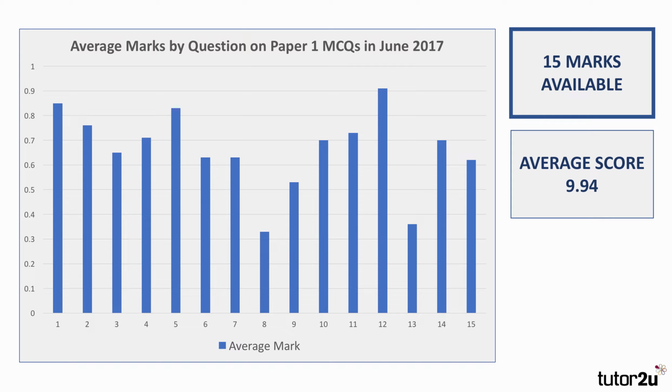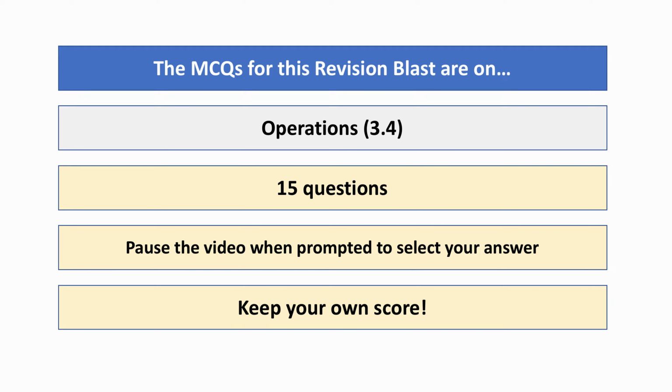And don't forget, the target we're looking for here is to beat the magic number of 10 out of 15. 10 or more would be a great score on these 15 questions that are all drawn from section 3.4 of the AQA specification. As always with these videos, pause the video when you've seen the question and the four options to select your answer, and then when you're ready, press play again to see whether you got it correct. Here we go, keep your own score.